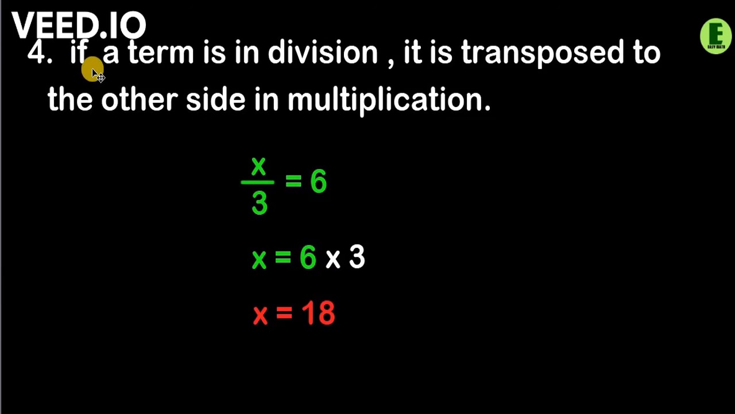Our fourth point is, if a term is in division, it is transposed to the other side in multiplication. Now here we have x divided by 3 is equal to 6. Now when we are transposing 3 to the other side, it goes in multiplication. So x is equal to 6 into 3, x is equal to 18. Let us solve a few examples based on transposing terms to find the unknown value of x.